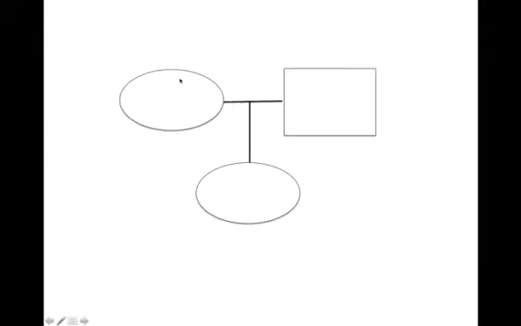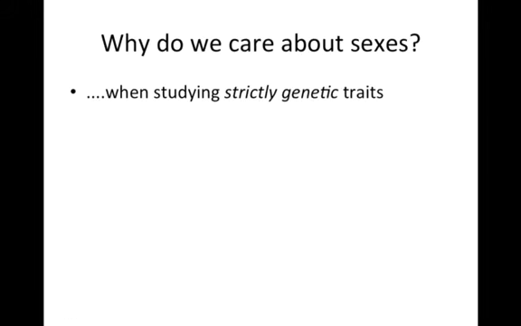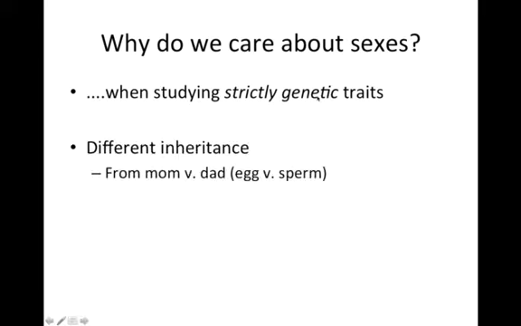So we said that it's kind of brutal to reduce all of our humanity down to these boxes and circles, and that we know that there's a lot more diversity than we actually can represent here with our very simple diagram. So that raises the question of why do we care about sexes when we're studying strictly genetic traits? And we came up with three ideas for this.